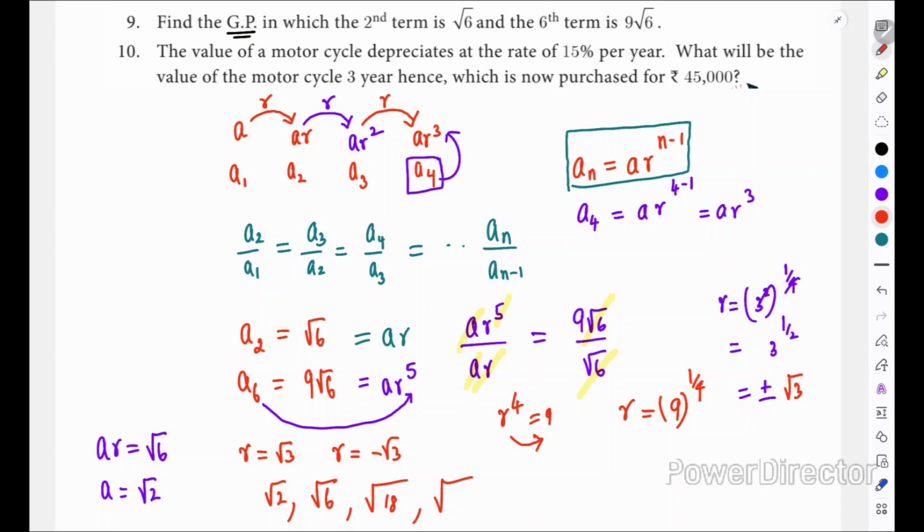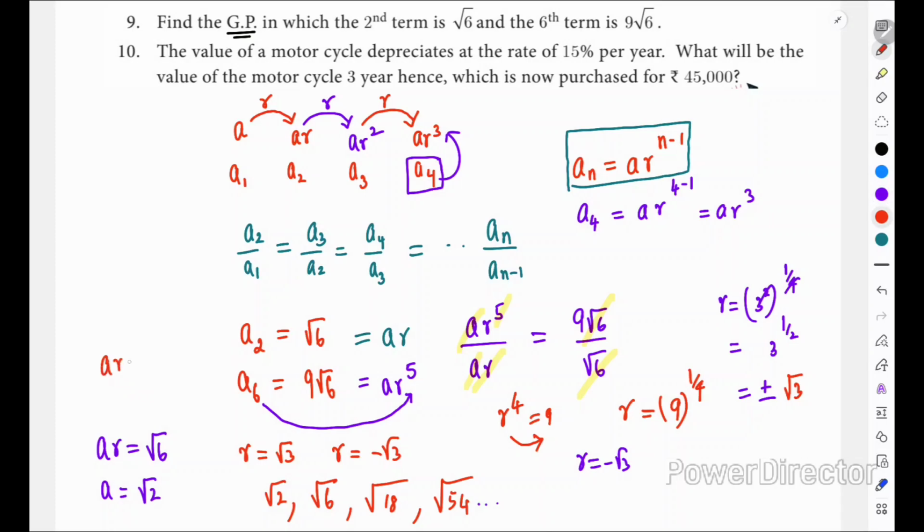Root 18 into root 3 is how much? It would be 36 into 54. It would be 54. So the GP goes something like this, right? Now in case I am going to consider R as minus root 3, let's try to understand. If R is minus root 3, what will happen?